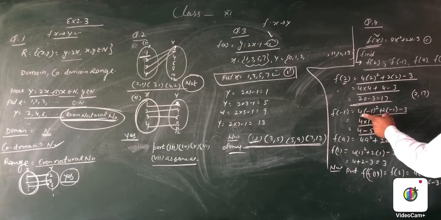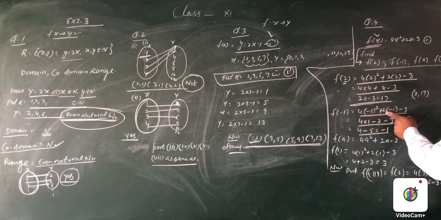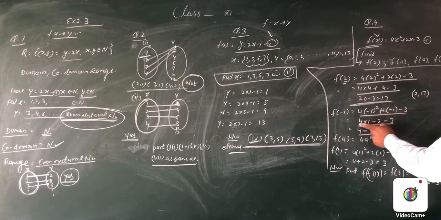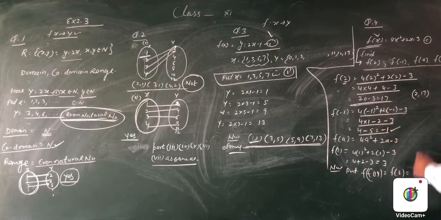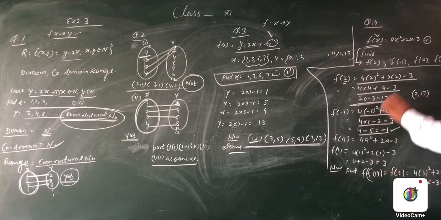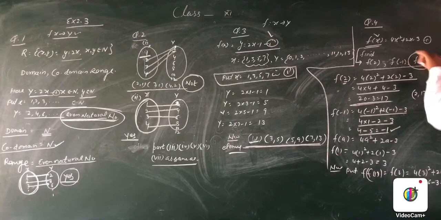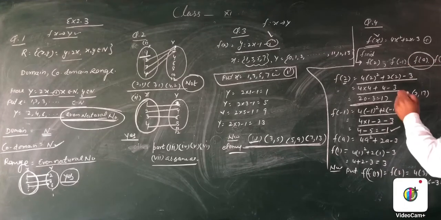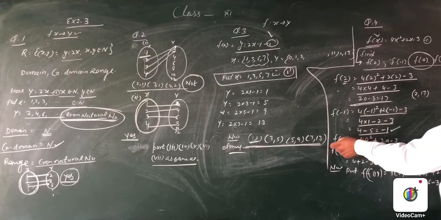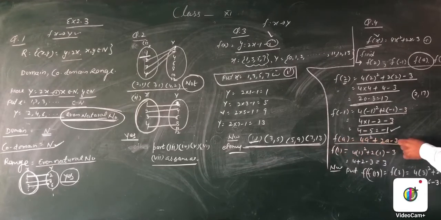Now we solve 4 into (-1) square plus 2 into (-1) minus 3. Then we solve this function and find the value of f(-1). After this we put the value x equal to a. We replace x with a. So then we put x equal to a in this function. In the last type, this is your type of function, f of f(a).